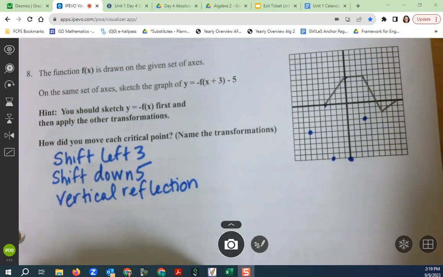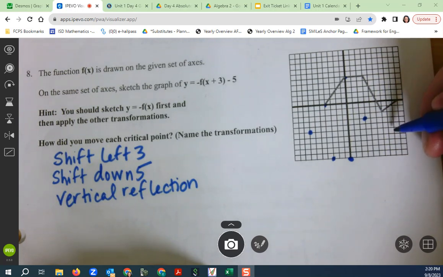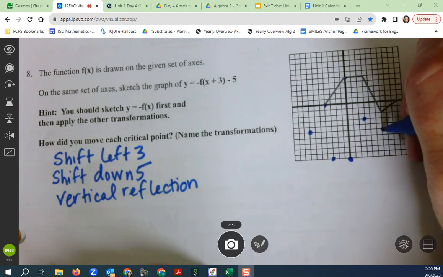Do you want to see that one again? You got it? Okay. First it went above because it was reflected, and then I counted down 5 and left 3. All right, the last one is on the line, so when you reflect it, nothing happens. And then you go down 5, 2, 3, 4, 5. Oops, I lost count. 1, 2, 3, 4, 5. And left 1, 2, 3.